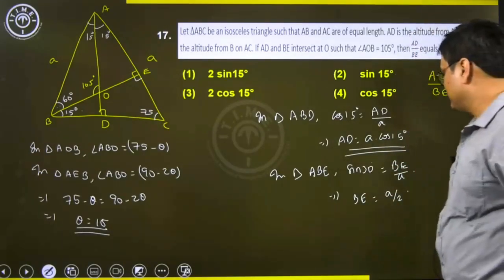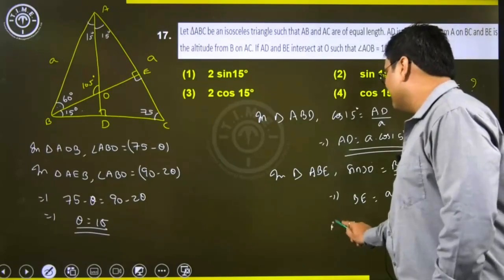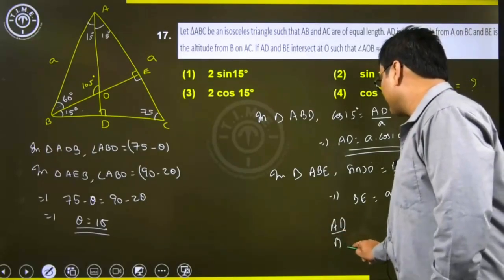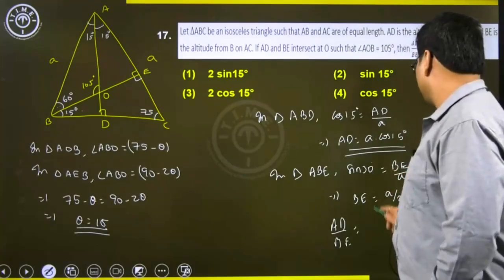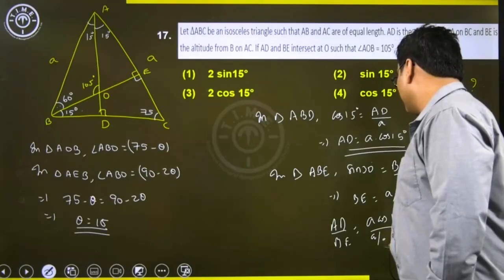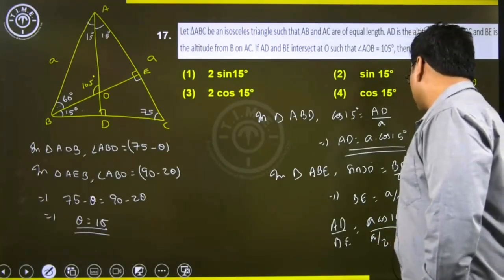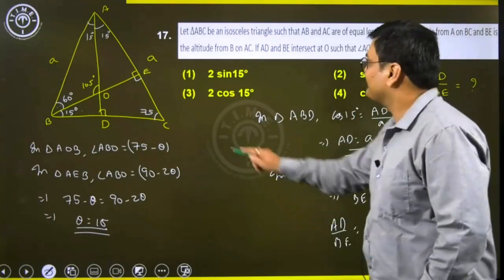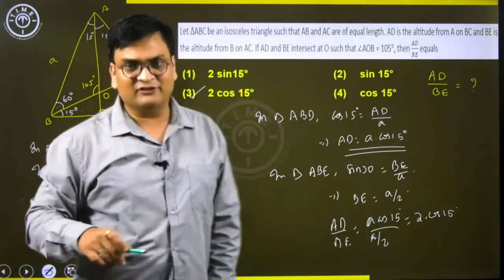Sin 30 is half, and thus AD by BE will be nothing but A cos 15 by A by 2, which will finally give you 2 into cos 15 as your answer. So, option choice 3 will be the correct answer.